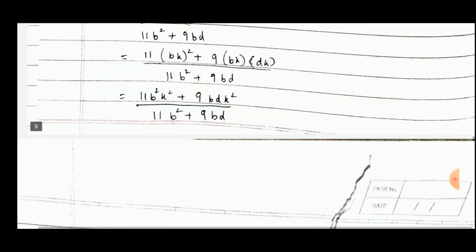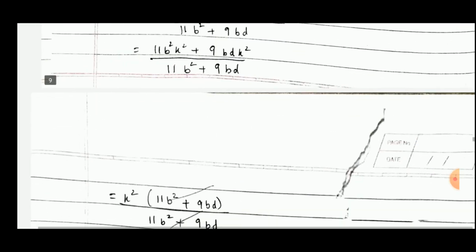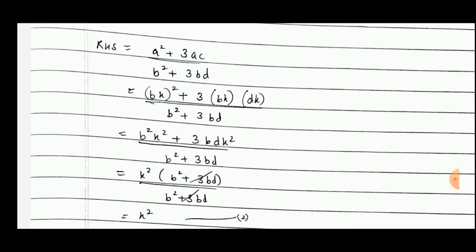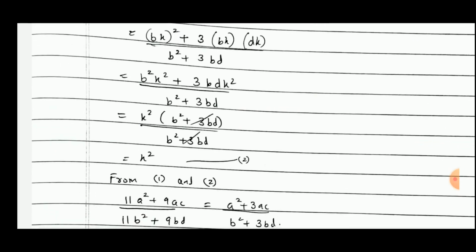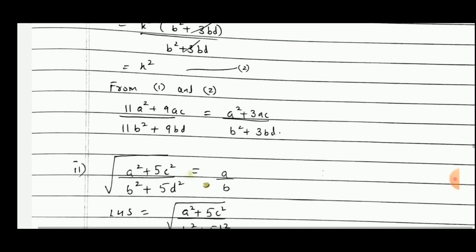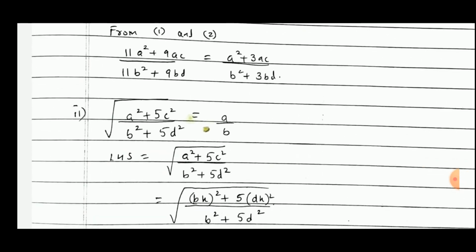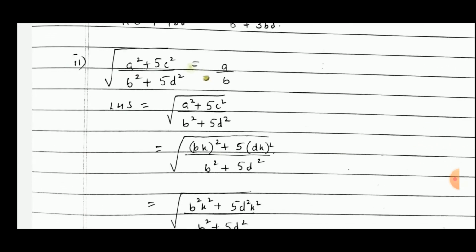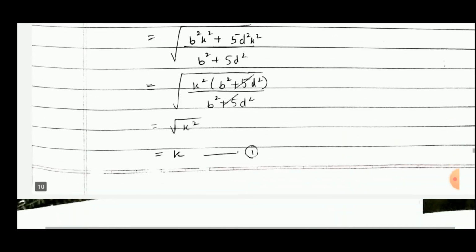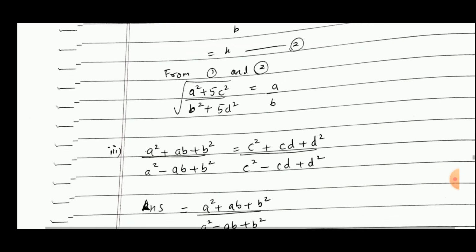So substitute the values. You will get the answer here, k square. Now a square plus 3ac, again substitute the values and you will get equal to k square. So LHS is equal to RHS. Now square root of a square plus 5c square upon 5b square plus 5d square is equal to a upon b. Substitute a is equal to bk, c is equal to dk. You will get LHS is equal to k. Similarly RHS is also equal to k.